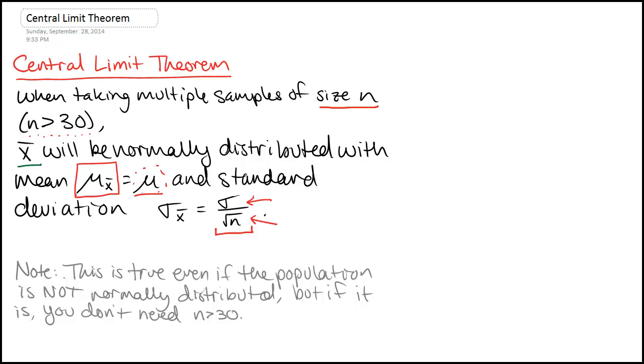One thing that our book doesn't make super clear in their statement of the theorem is that this theorem is true even if the population is not normally distributed. But if our regular data is normally distributed, then we don't need the restriction that n has to be large. So if you already have normally distributed data, then you don't have to worry about the size. The size is only really important when your data is not normal or not very close to normal. So to understand what this is really saying, let's look at an example.